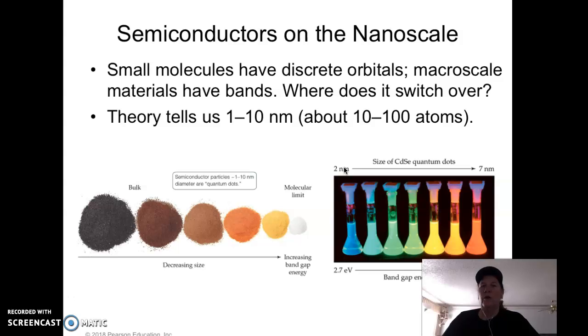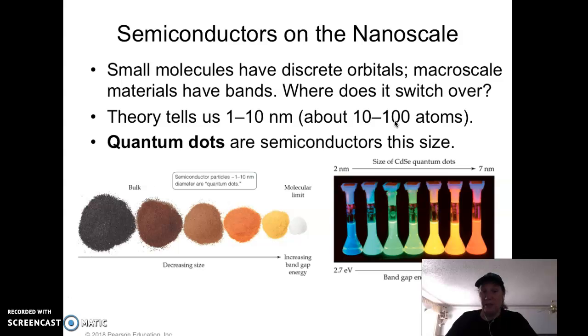Okay, so again, 10 to 100 atoms is all. If you think about it, in 1 mole of a substance, you've got Avogadro's number, 6.02 times 10 to the 23rd. So you can imagine how tiny this is. And again, that's why they're called nanoscale. It's really a small, small, small scale.